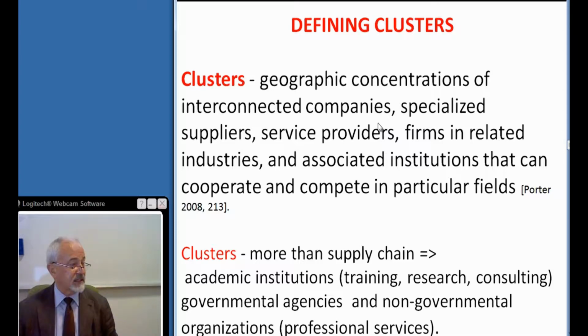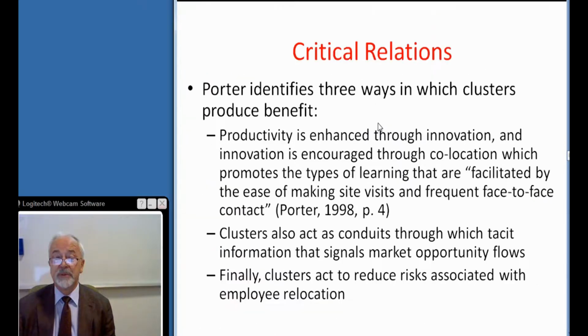Clusters are much more than just a supply chain, because they also include research, consulting, and training. This is what we saw in Italy, with training issues and delivering professional services. Why are we talking about the original concept of Porter? What are the benefits? They increase productivity through innovation, spreading out with the network. Innovation spillover, innovation is that type of public good.